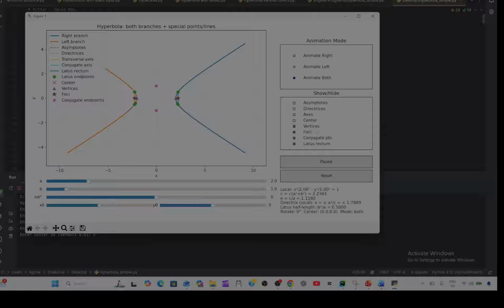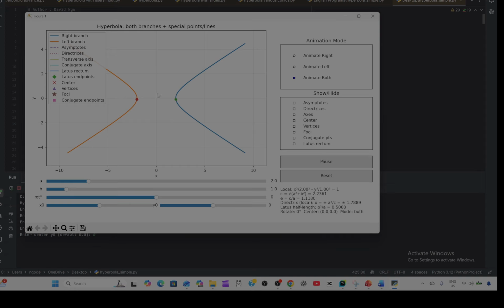If I talk about the vertices, there are two little triangles here. Click on it, and the two triangles disappear. The foci, I mean the two focus points, which are the two stars. Click on there, you see the two stars disappear. Right, the conjugate points, which are the two points here. If I click on that, they will disappear. Okay, and this is the latus rectum. So remember, this is the latus rectum. You click on that, it will disappear. Okay, so I'm going to reset it.